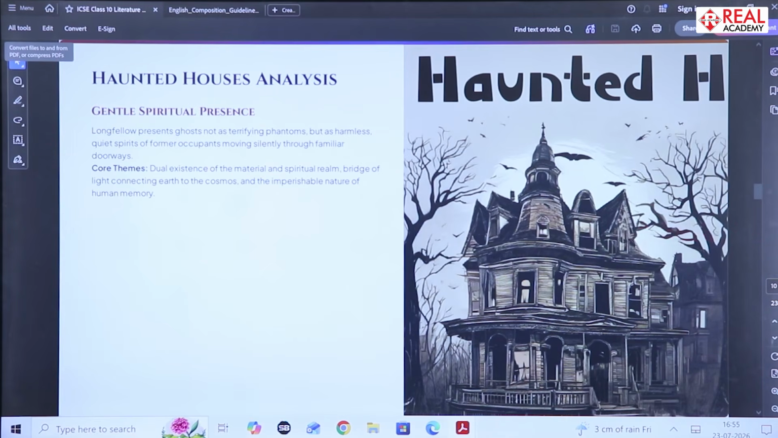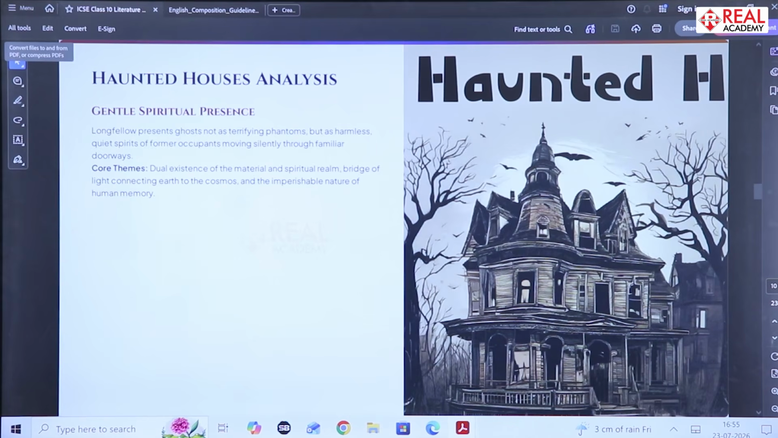The Haunted Houses is a philosophical and reflective poem by Henry Wadsworth Longfellow. The poet presents a unique idea of haunting. Unlike traditional ghost stories, he does not describe haunted houses as frightening places occupied by evil spirits. Instead, he suggests that every house in which people have lived becomes haunted by the memories and invisible presence of those who once occupied it.